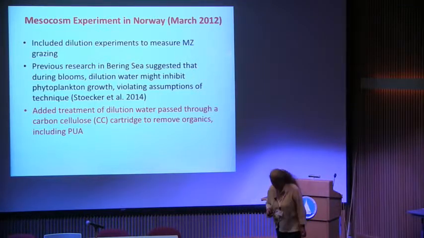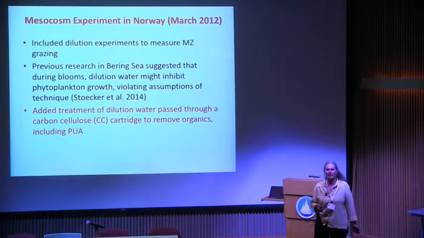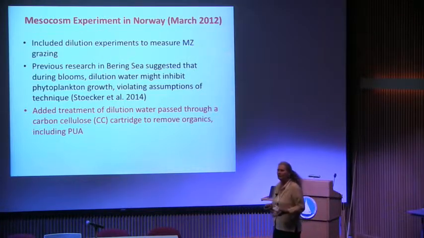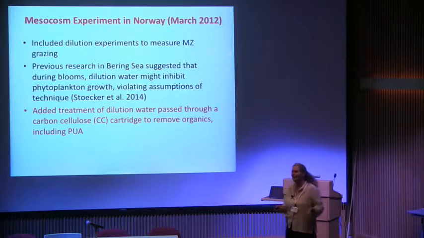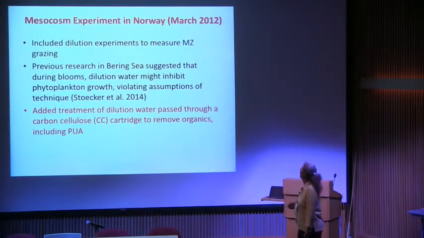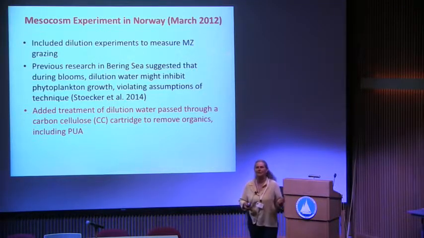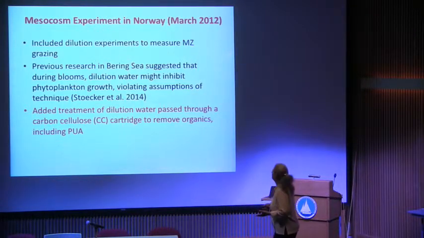So how I got into this is I'd worked before for 3 years in the Bering Sea. And we did about 60 grazing experiments. But in a lot of them, the grazing wasn't significant. And in some of them, we actually got statistically significant negative grazing rates, which is sort of impossible. But it is possible if the growth rate of the phytoplankton is lower in the diluted treatment than in the whole seawater. And so from doing those experiments and some physiological measurements, I suspected that somehow dilution water produced during blooms could become toxic to the phytoplankton.